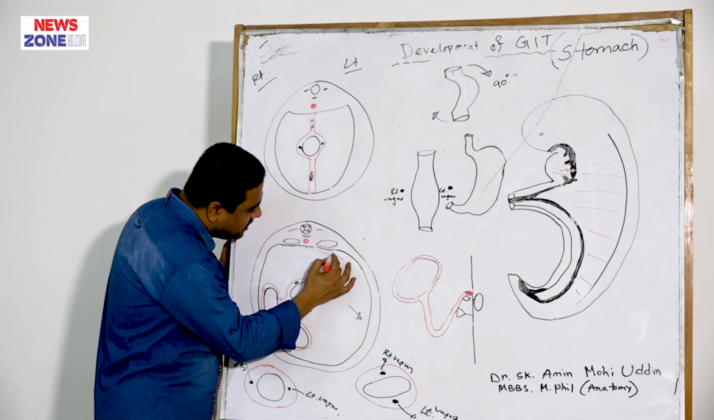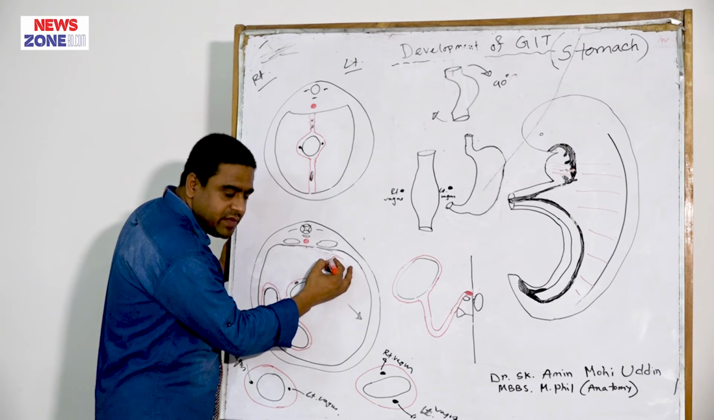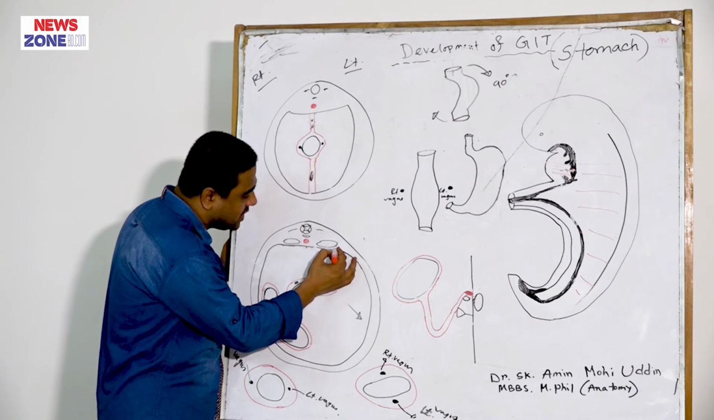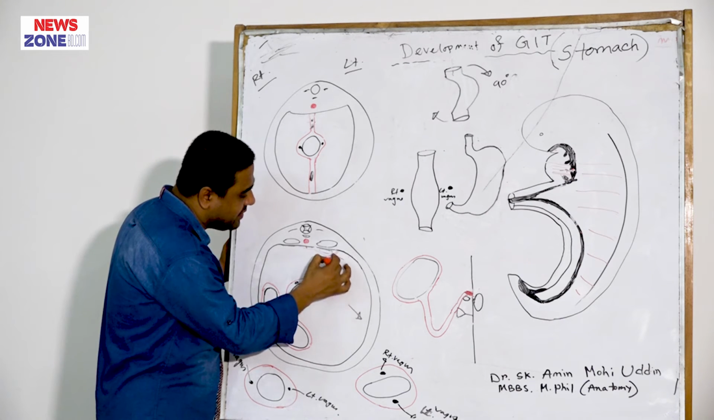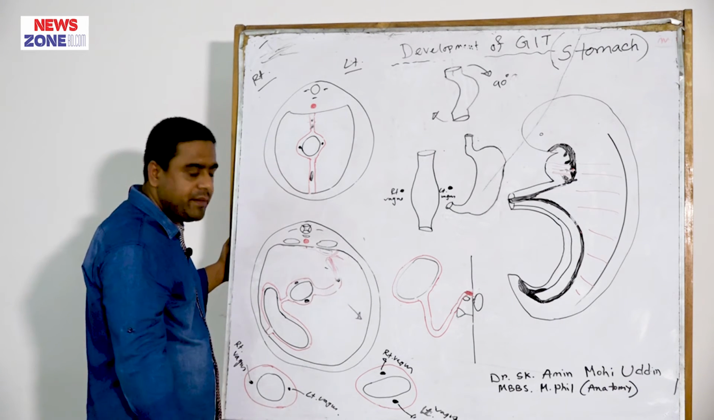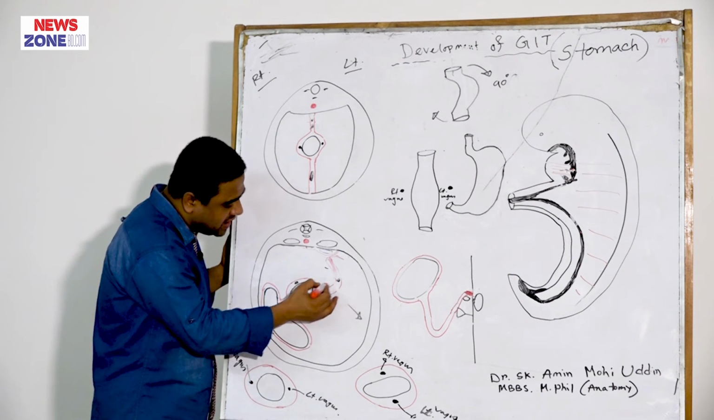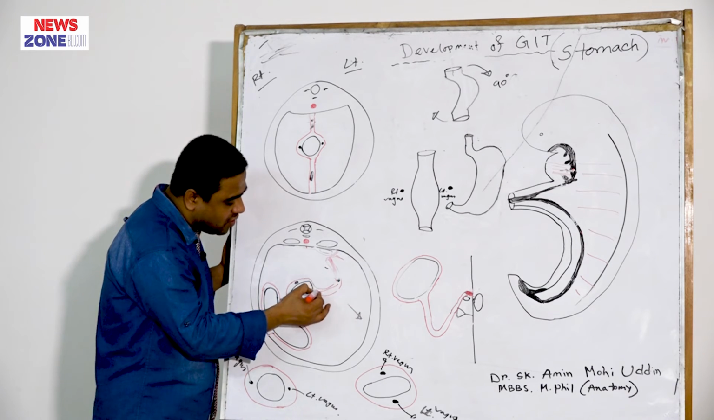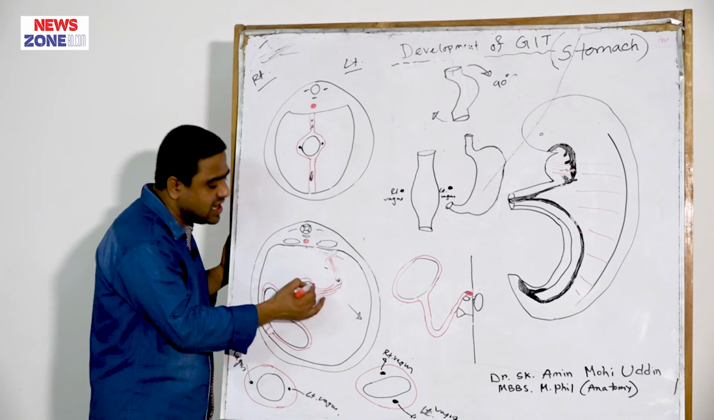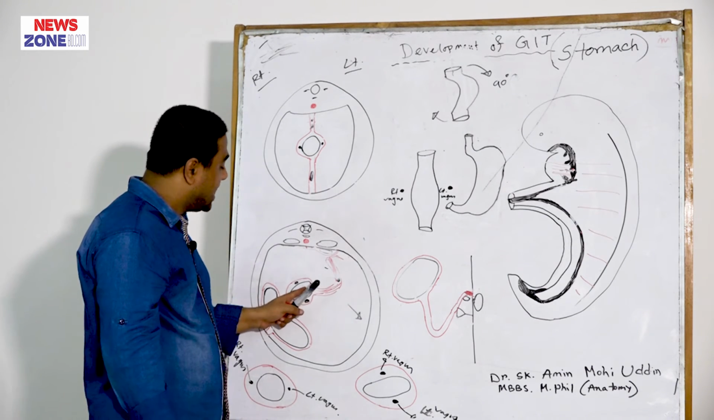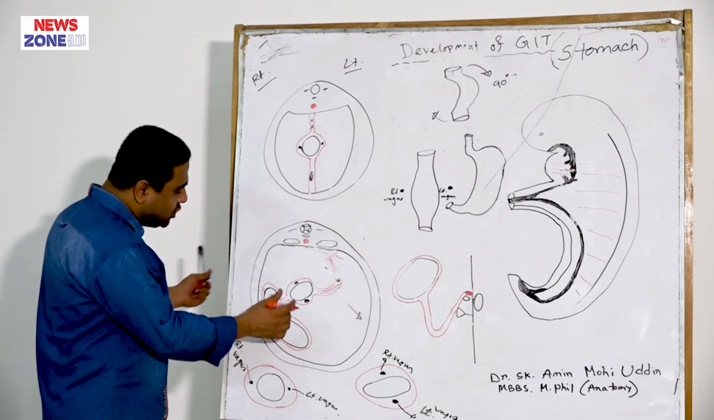So the portion of the dorsal mesogastrium between the spleen and the dorsal body wall forms a ligament, and this ligament is known as the lienorenal ligament. And the portion between the stomach and the spleen converts into a ligament, and this ligament is called the gastrosplenic ligament.